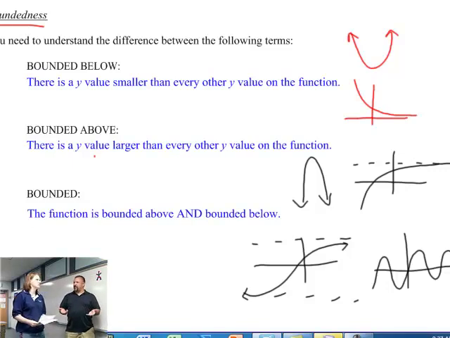Okay? So understand the difference. You're going to basically be drawing pictures and figuring out if it's bounded below or above. We give you a picture, you tell us which it is. Piece of cake.